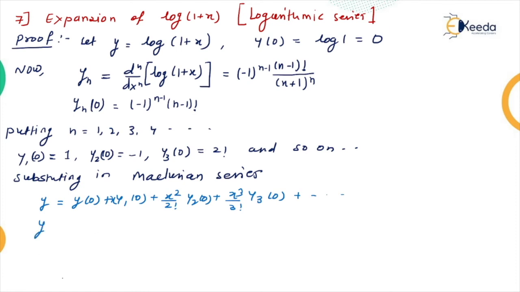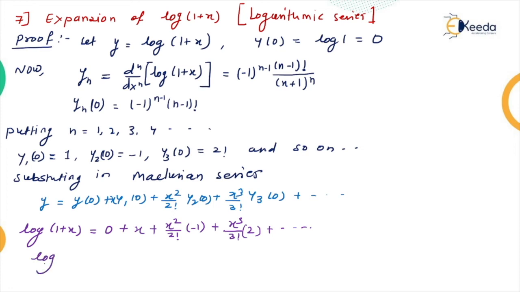So you know that after substituting the values, y is nothing but log of 1 plus x. So I am writing here log of 1 plus x, and that is equal to y of 0, which is 0, plus x into y1 of 0. So we get only x because y1 of 0 is 1, plus x square upon 2 factorial into y2 of 0, that gives minus 1, plus x cube upon 3 factorial into y3 of 0, which becomes 2 factorial, plus and so on.